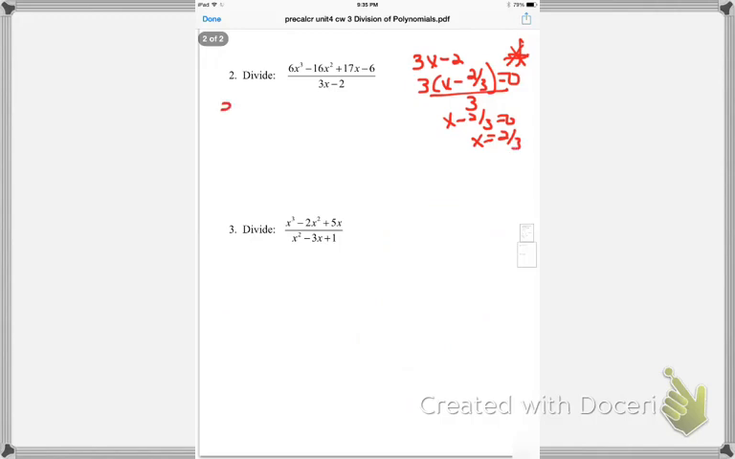So let's pull out the roots. We're going to divide by 2/3. We've got a 6, a -16, a 17, and a -6. And check. x3, x2, x1, x0. Bring down the 6 to start. When we multiply by 2/3, don't panic. It's a factor of 6, so you'll be able to divide this out evenly.